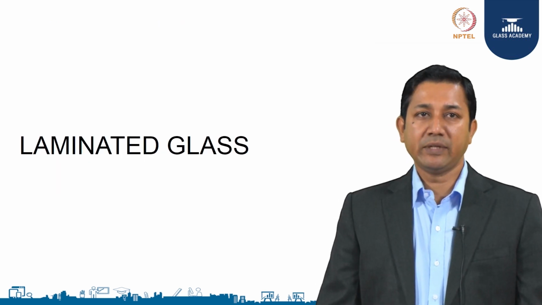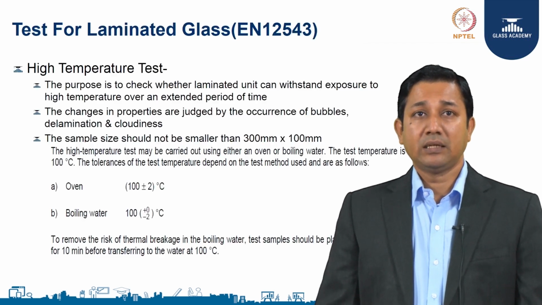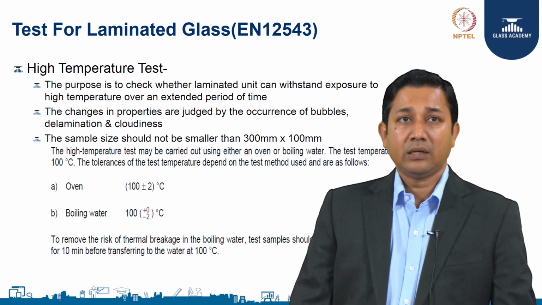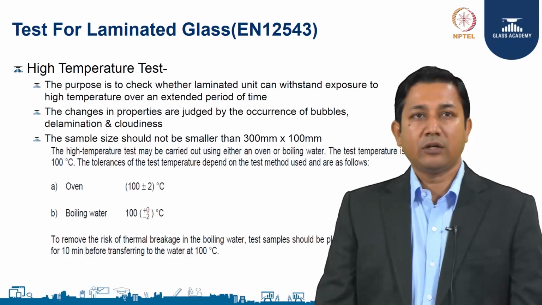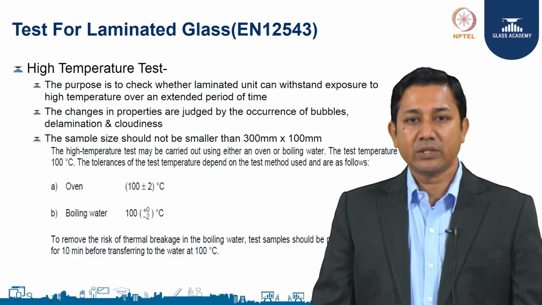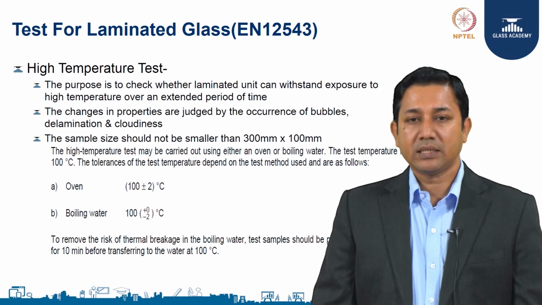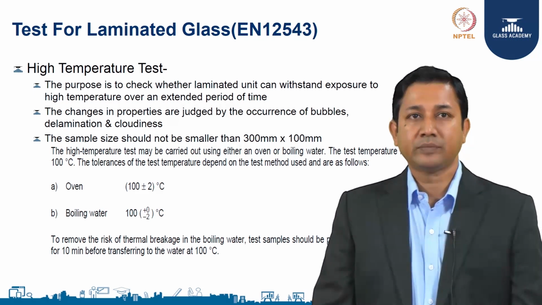Now, we will cover the laminated glasses. What are the tests we are doing for laminated glasses? The standard for laminated glass is EN 12543. The first test is the high temperature test. The purpose is to check whether the laminated unit can withstand exposure to high temperature over an extended period of time. The changes in properties are judged by the occurrence of bubbles, delamination or cloudiness.